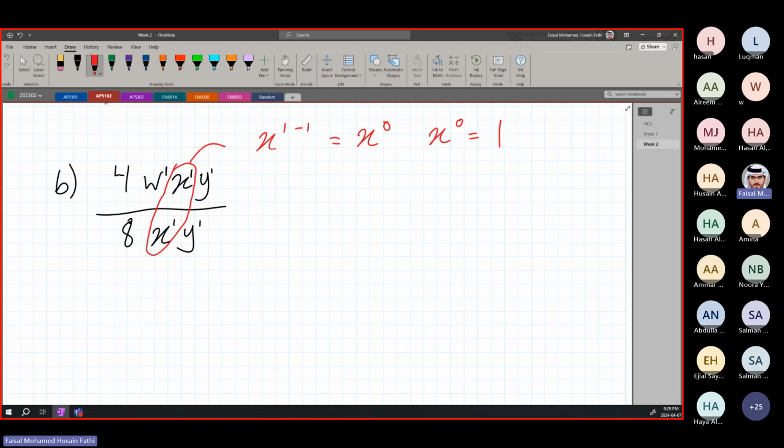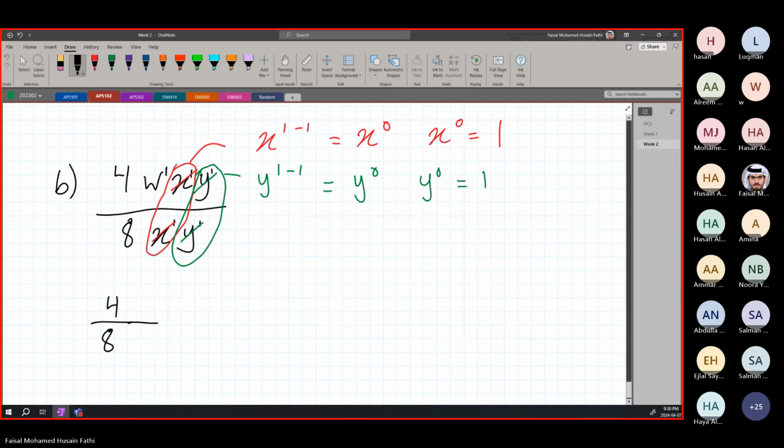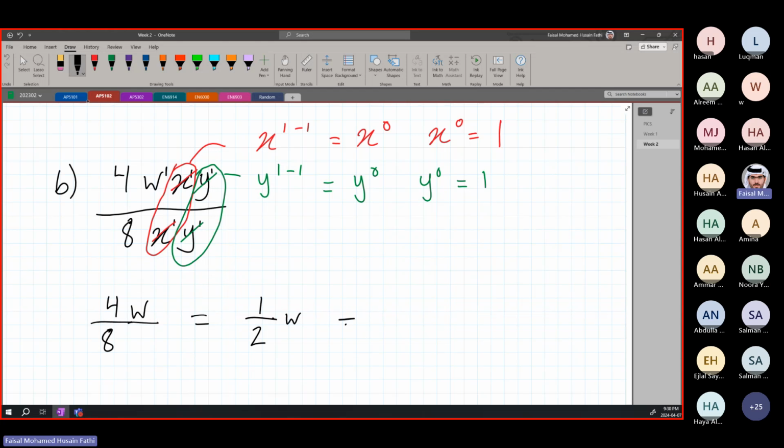For this, basically, in other words, we can say they cancel out. This is what we usually say when they have the same power. And cancel them directly. Same thing for the y part. Then it is y to the power of 1 minus 1, which is equal to y to the power of 0. So y to the power of 0 is equal to 1. Or, in other words, we can say it just cancels out. So what we will be left with is 4 over 8w. Yes. 4 over 8w is equal to 1 over 2 times w, or you can write it as w over 2.